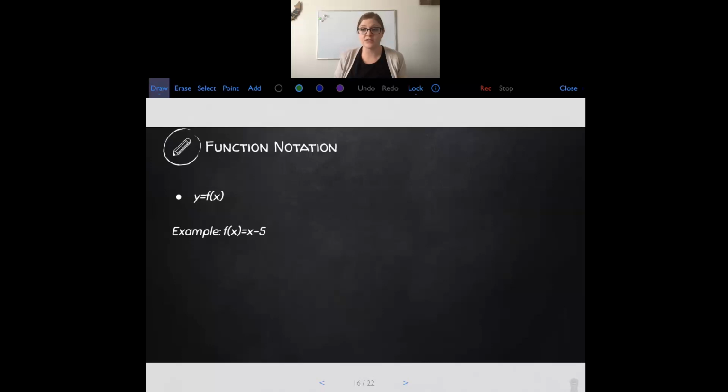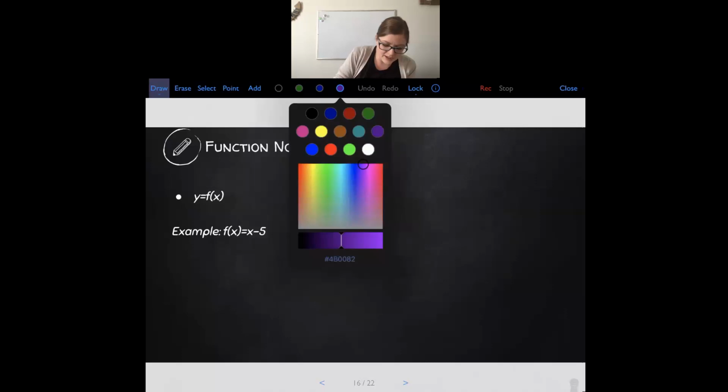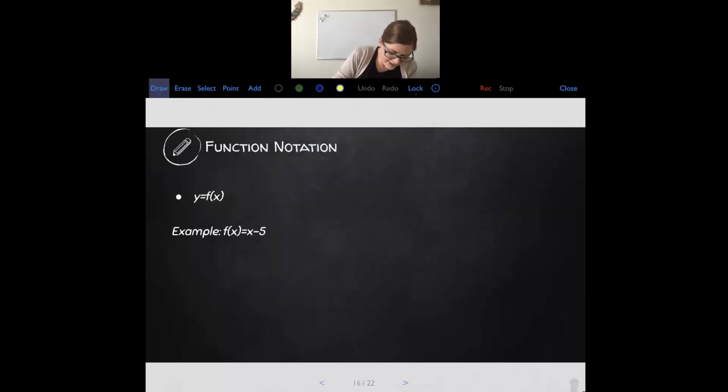We have y equals f of x. So f of x means that y is a function of x. For example, we could have f of x equals x minus 5. So let's break down the parts of the notation. f is the name of the function. I could call it M for Megan or R for Romero, or you can name it the first letter of your name. So f is just the name of the function.